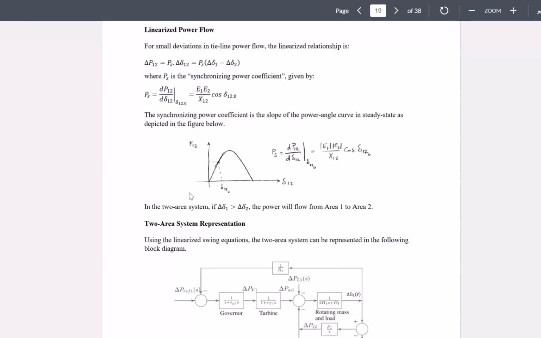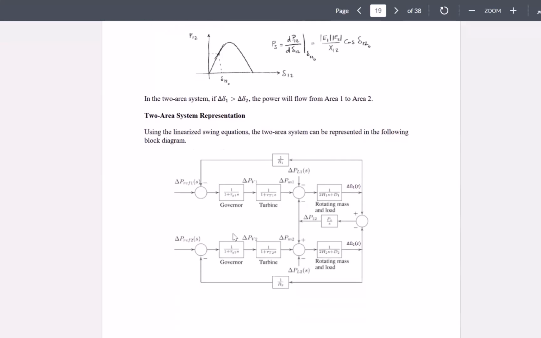Now, if overall delta 1 would be greater than delta 2 because of a change, for example a load change, or something that changes in the system because of a disturbance, there would be an angle difference between the two areas. If the change of angle in delta 1 is greater than the change of power angle in delta 2 in area 2, then power would be transferred from area 1 towards area 2. If that's reversed, then there would be the reverse of power from area 2 to area 1.